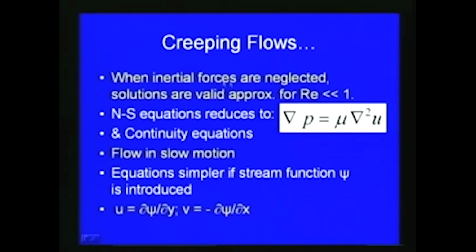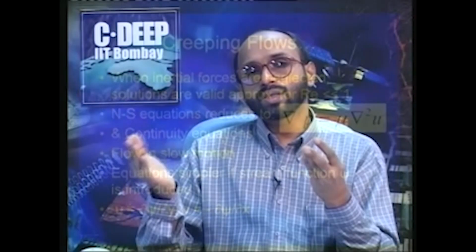So, when the inertial forces are neglected, the solutions are generally valid approximately for Reynolds number less than 1, and the Navier-Stokes equation reduces to this form. This form of the Navier-Stokes equation and the continuity equation we will be using for the solution of these kinds of creeping flow problems. As we have discussed, the flow is in slow motion due to high viscosity, or depending upon various other conditions, the velocity is very low.